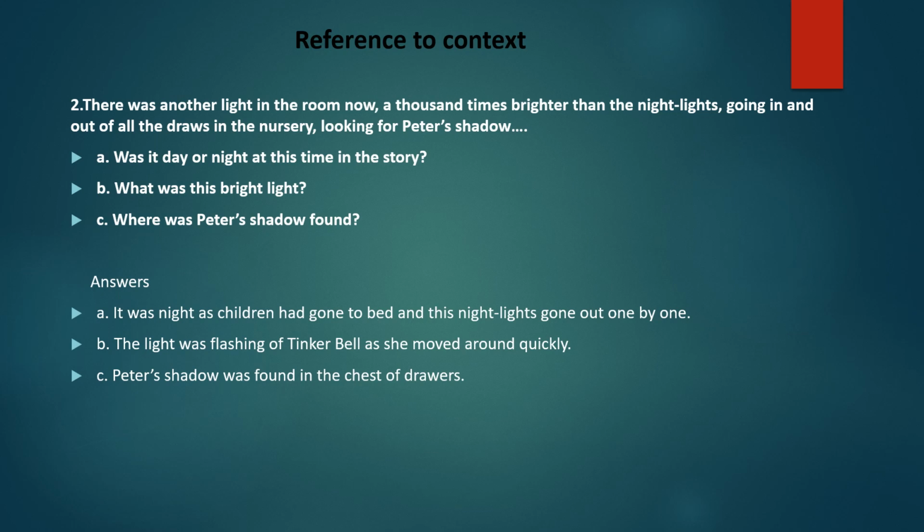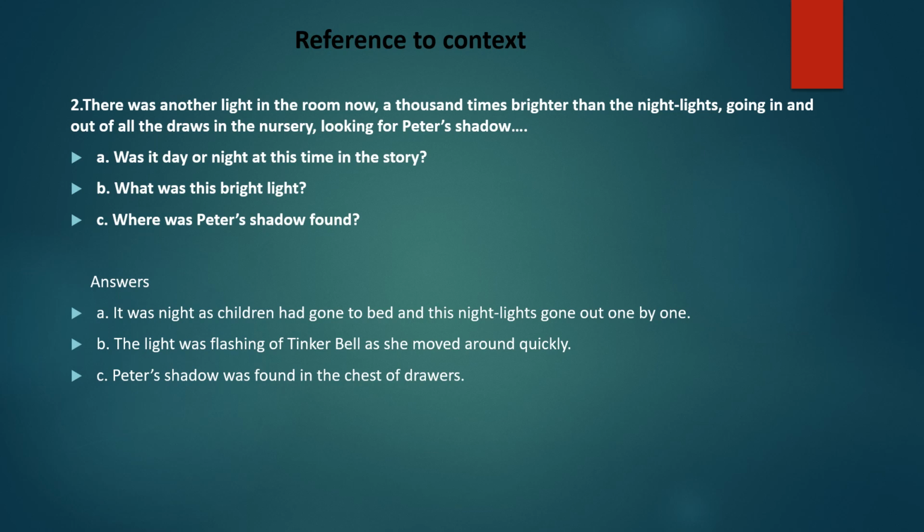Yes, obviously it was night. Why? The night lamp was there shining. The night light was shining. So that's why it was night. The answer is, it was night as children had gone to bed, and the night lights had gone out one by one. Clear?